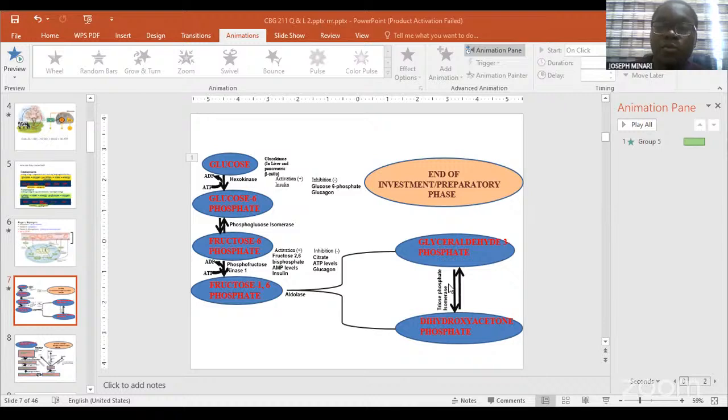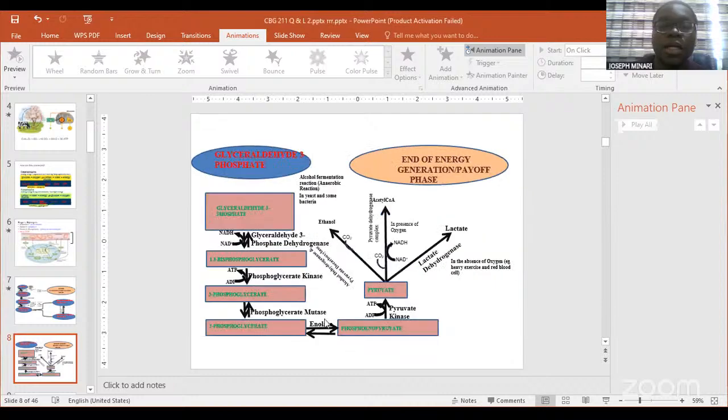So we have two major phases in glycolysis: the investment phase, also called the preparatory phase, and the payoff phase. This is actually the end of the preparatory phase. Glucose to glucose phosphate to fructose 1,6-bisphosphate, then through aldolase to glyceraldehyde 3-phosphate and dihydroxyacetone phosphate. Mainly glyceraldehyde 3-phosphate continues the journey to the next phase, which is the energy generation phase, or the payoff phase.